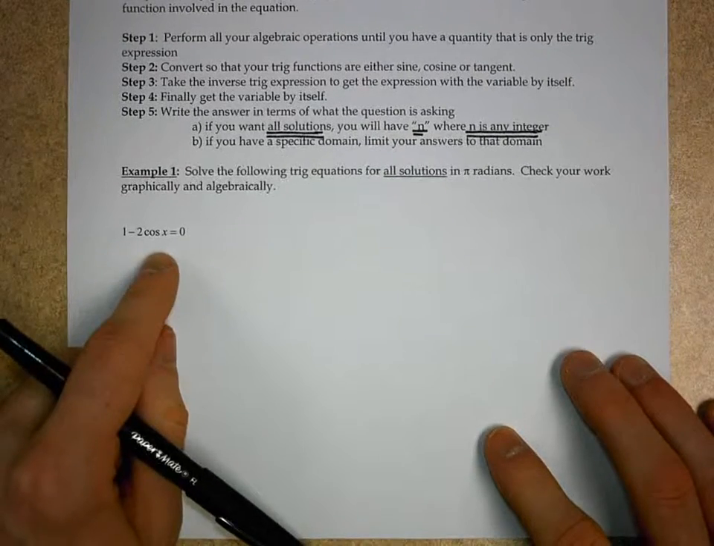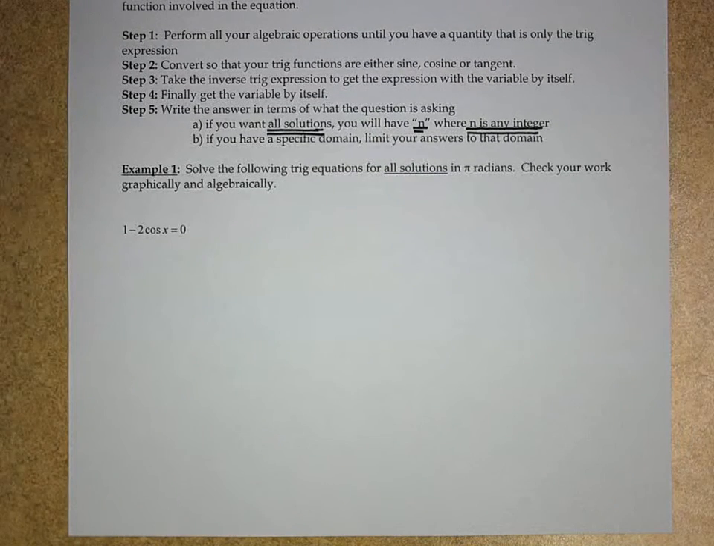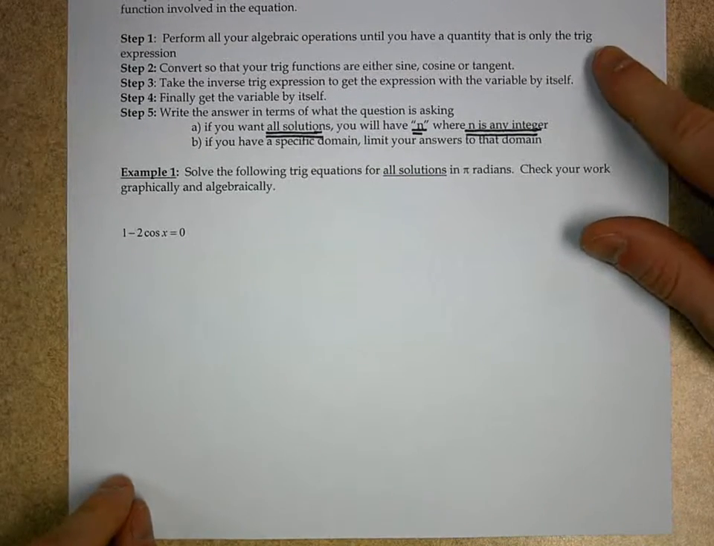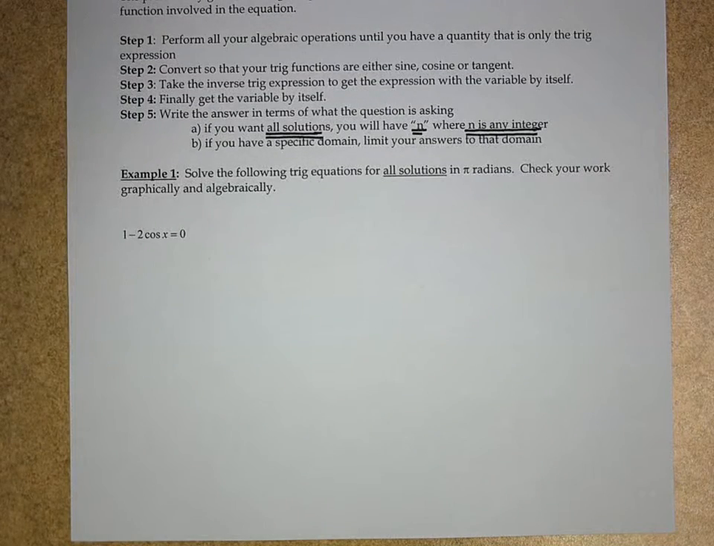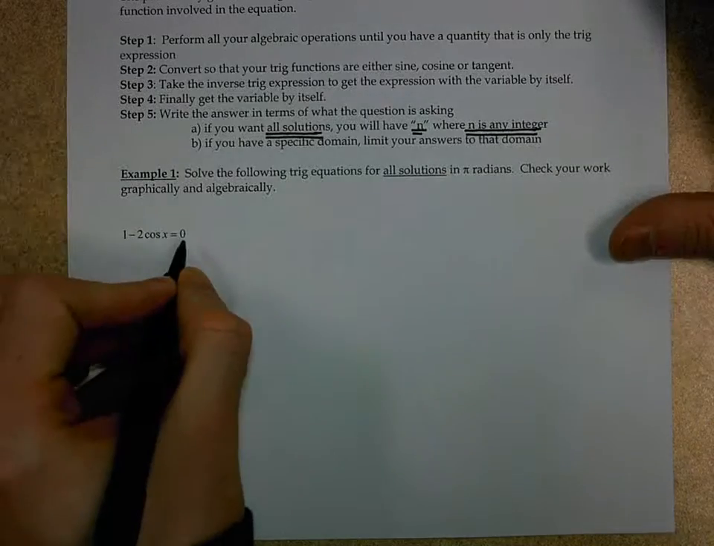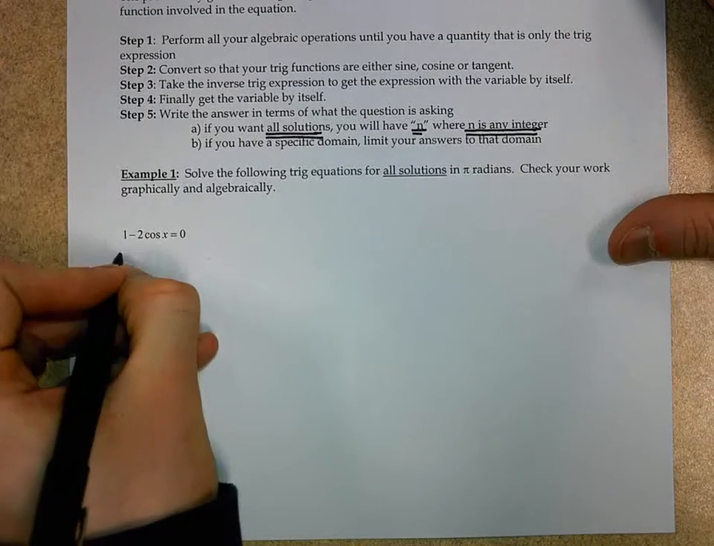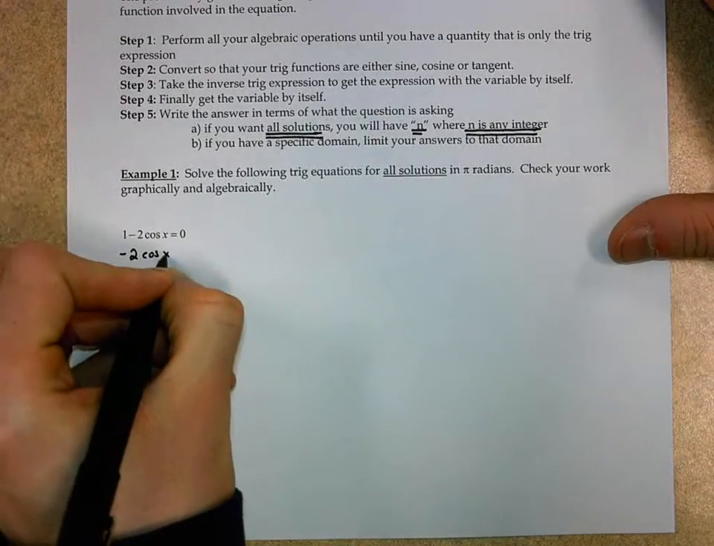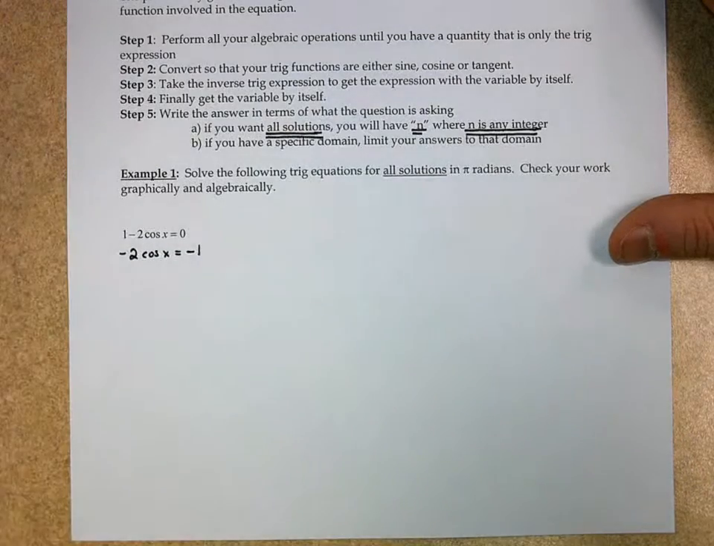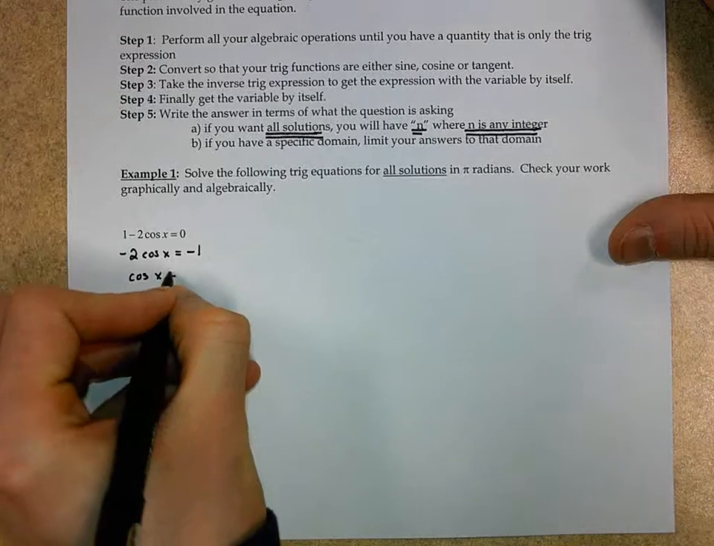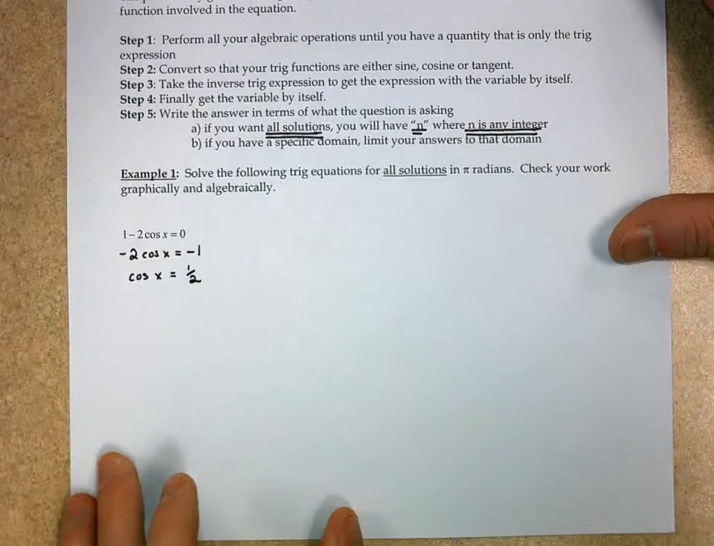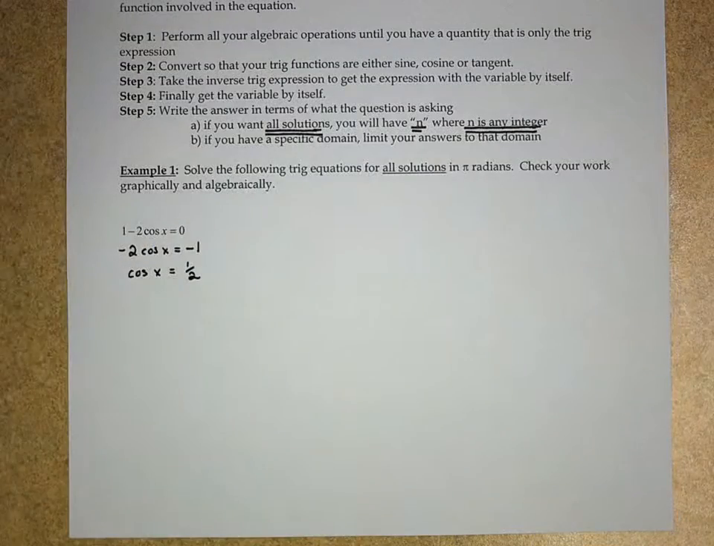1 minus 2 cosine of x is equal to 0. My first step is perform all your algebraic operations so that you only have the trig expression on one side. So here I'm going to subtract 1 to the other side. So negative 2 cosine of x equals negative 1. And then we'll divide through by negative 2. So the cosine of x is a positive 1/2.